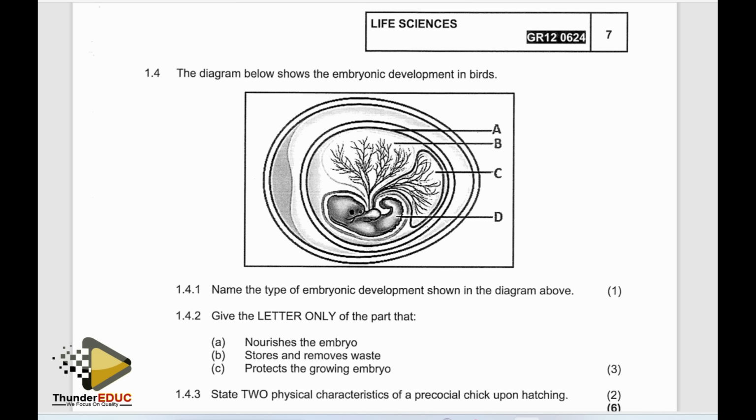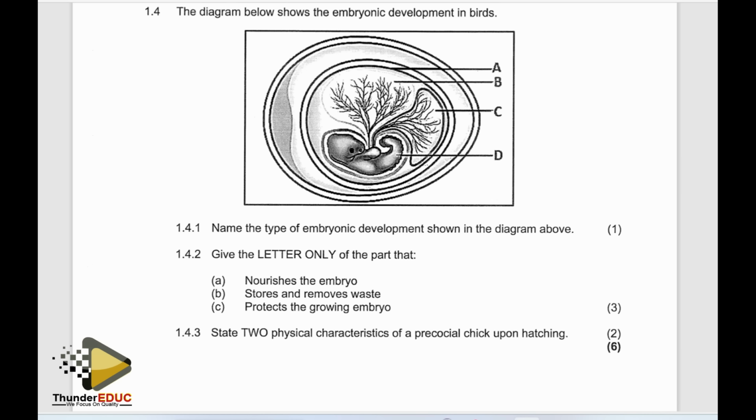The diagram below shows the embryonic development in the birds. The type of embryonic development shown in the diagram is an amniotic egg. They even brought this question in the final exam for May, June, but they didn't bring the egg, they just brought the question.